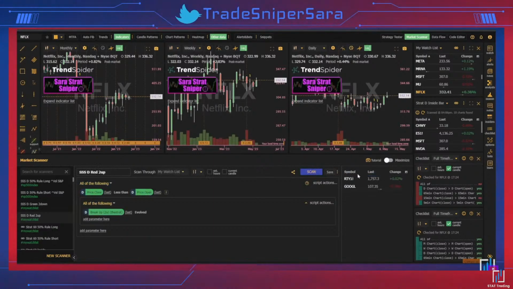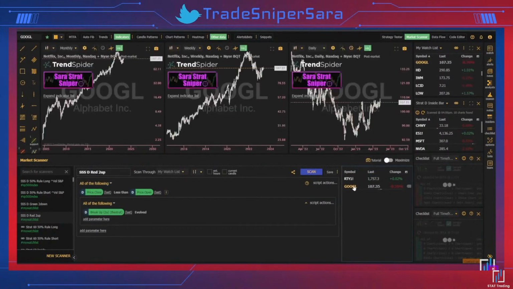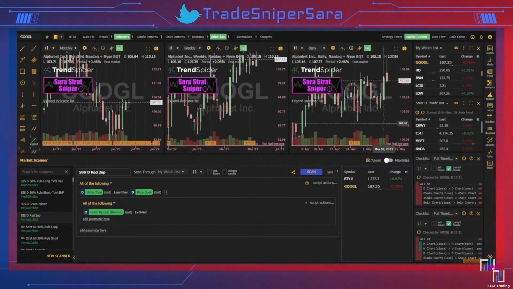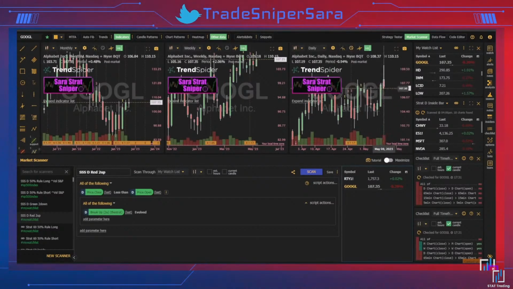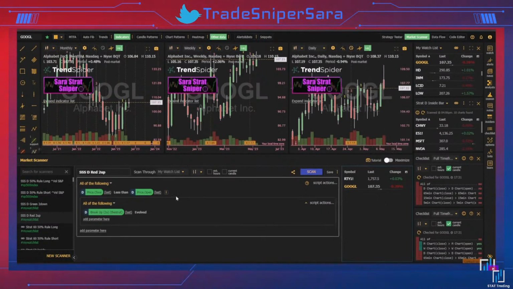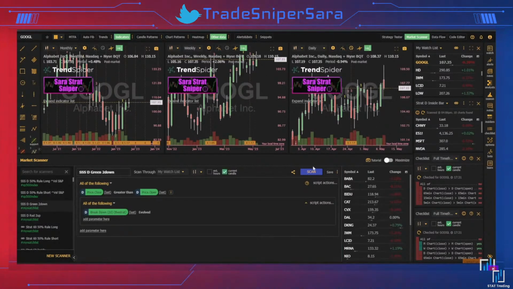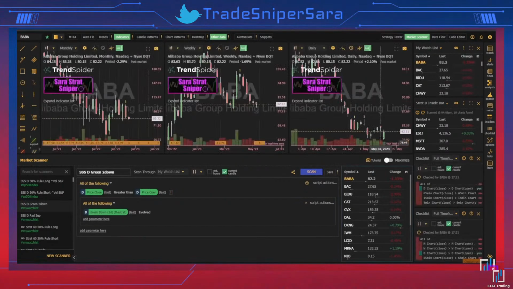Okay, so this is a day red 2 up. So let's see. Google on the day is a red 2 up. So if you only want to play red 2 up, 2 down reversals, this might be a scan that you like. Or if you only play green 2 downs, click on the scan, hit scan, and then it'll show you all the green 2 downs on the day.